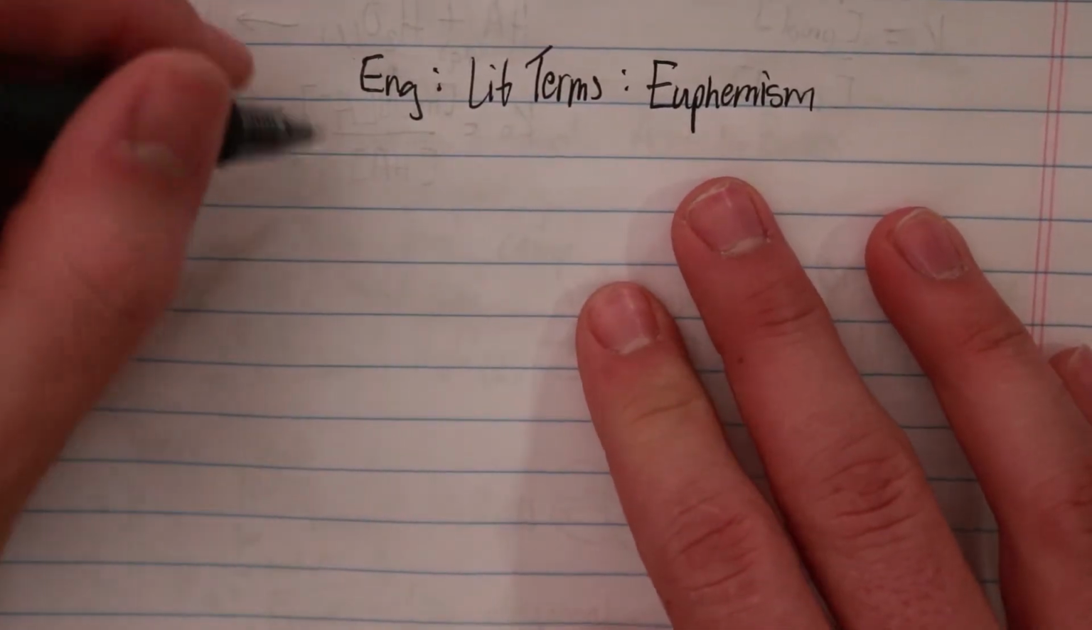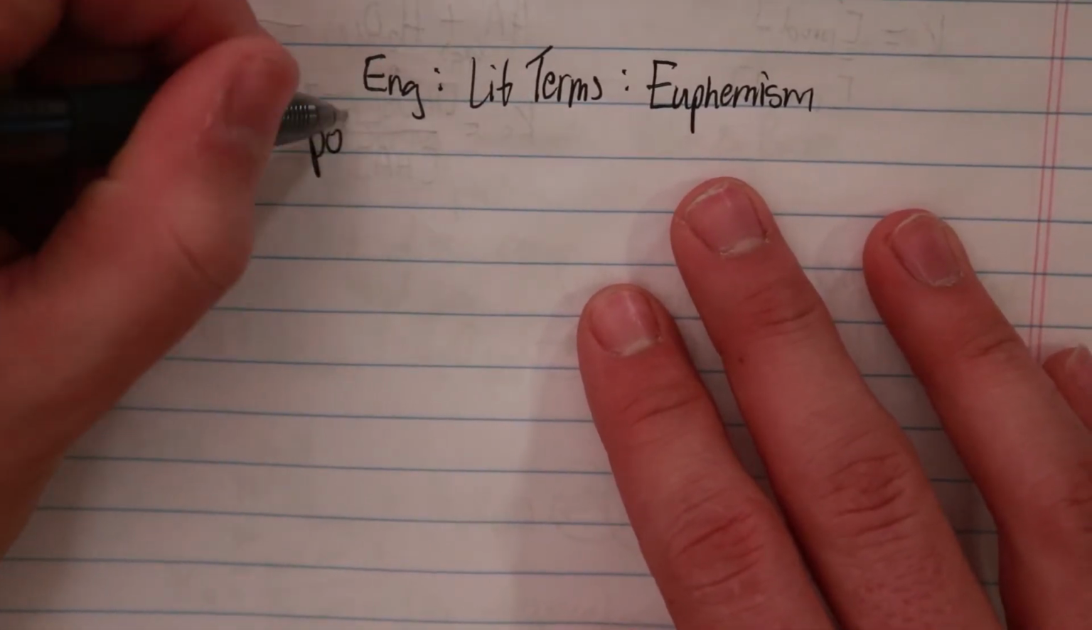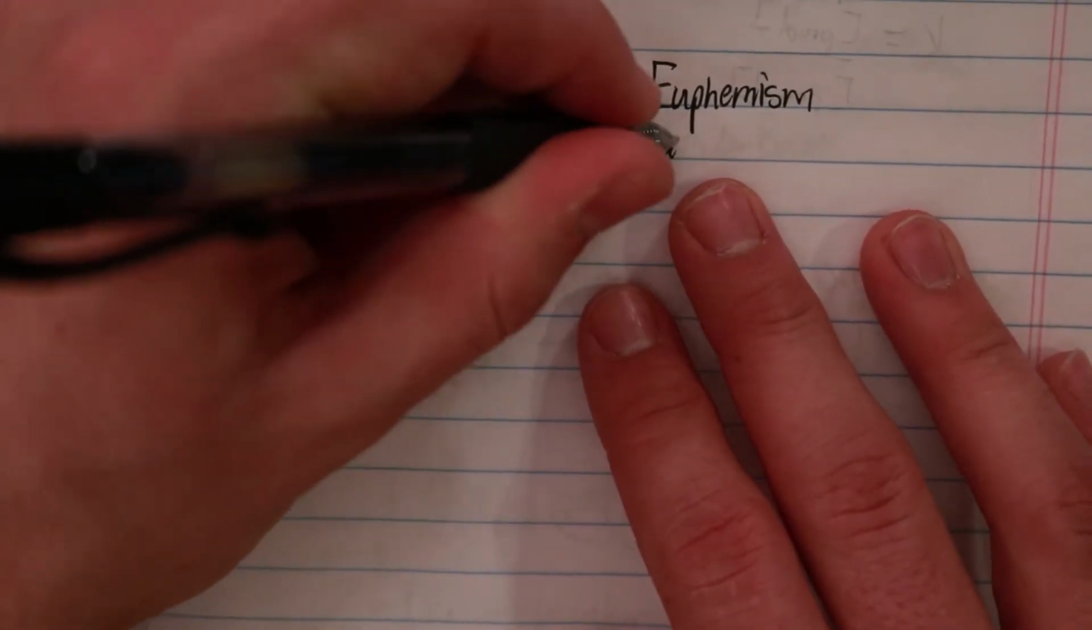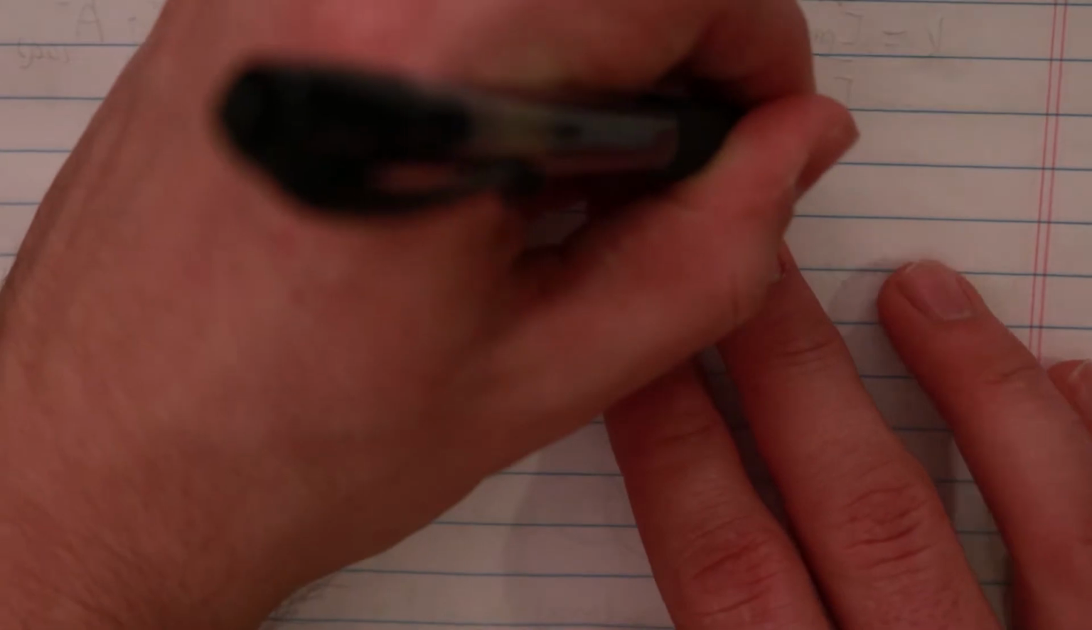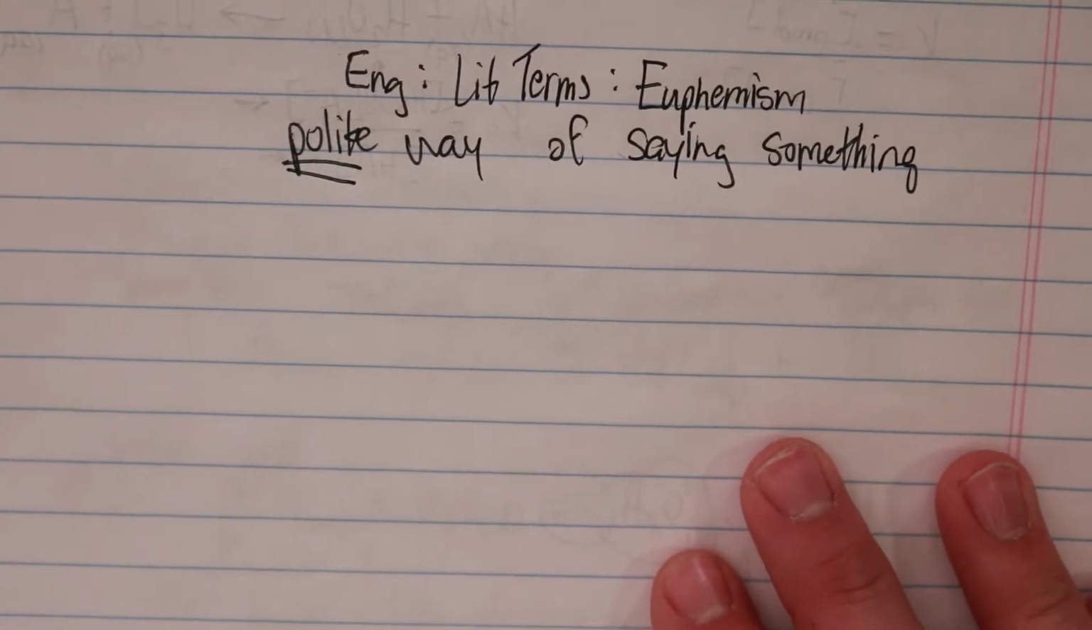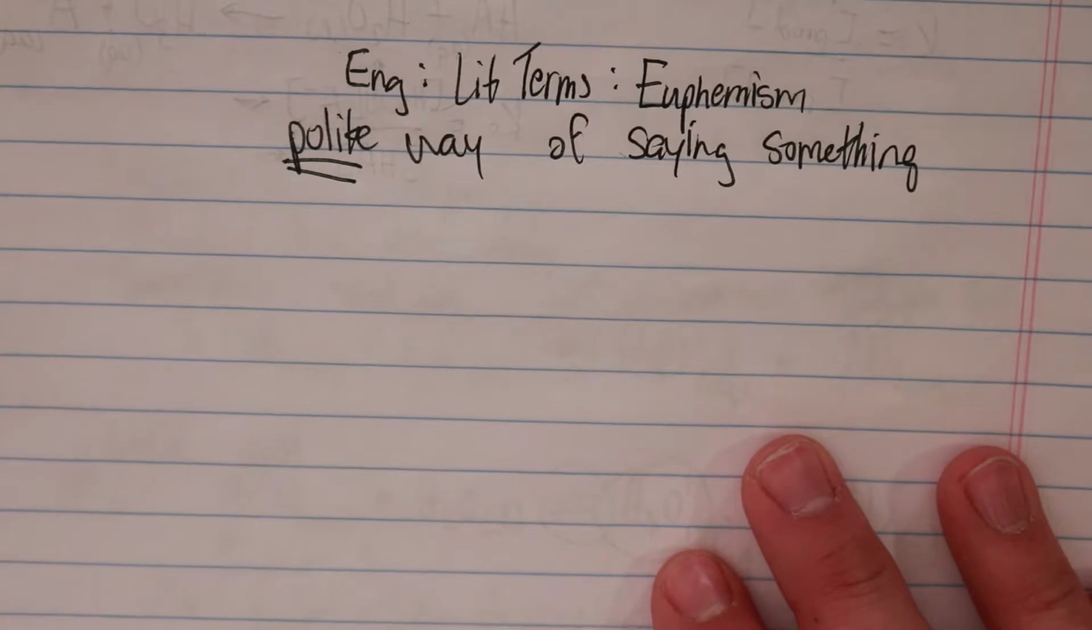So a euphemism is just a polite way of saying something, is the way I think about it. And I'm gonna underline polite because it's really not polite. It's just a nicer way of saying it. So we use words like the Holocaust or genocide instead of saying killing millions of people.